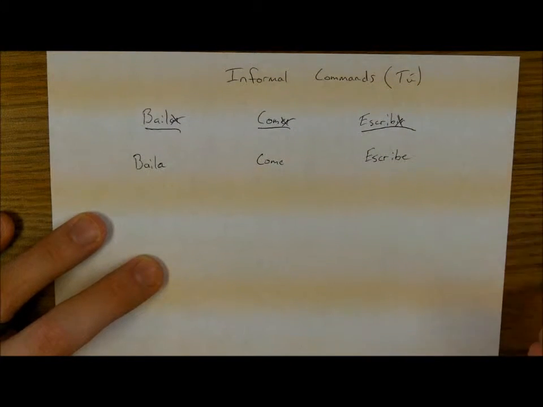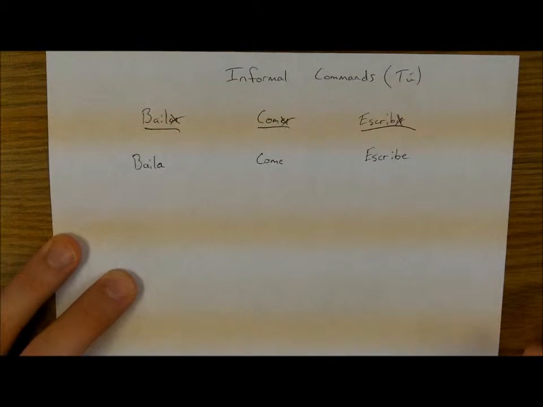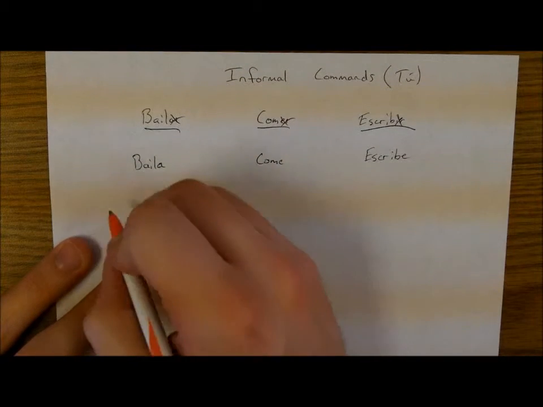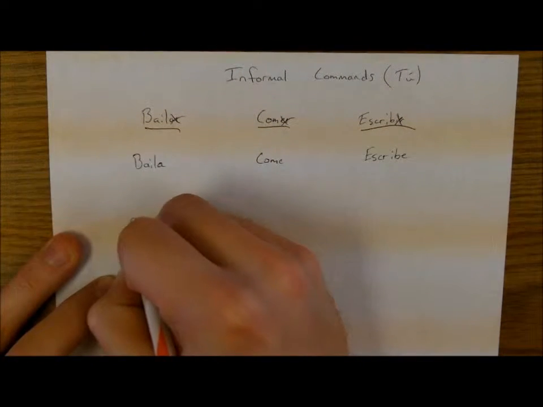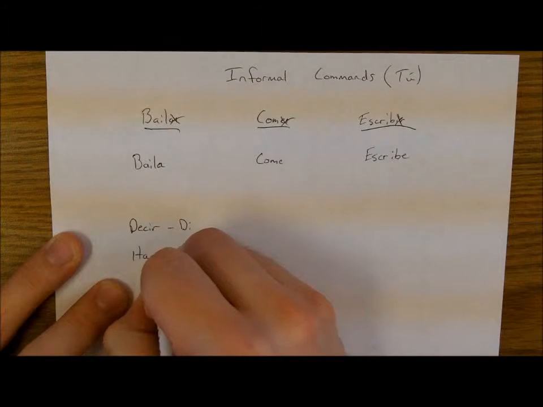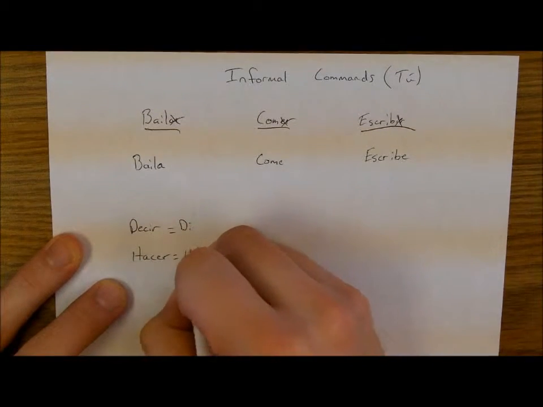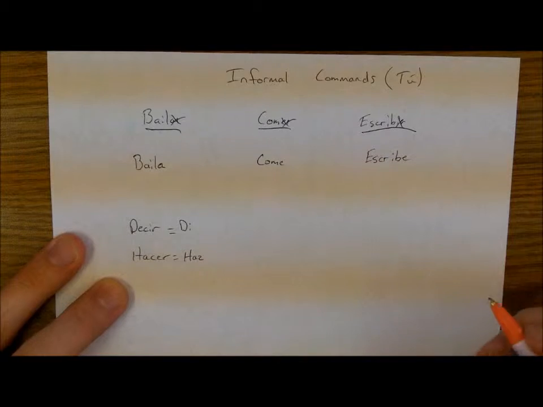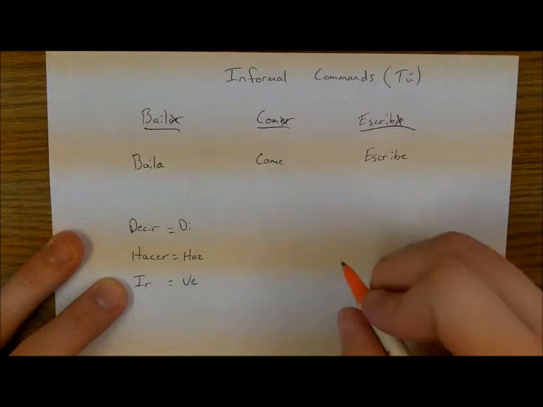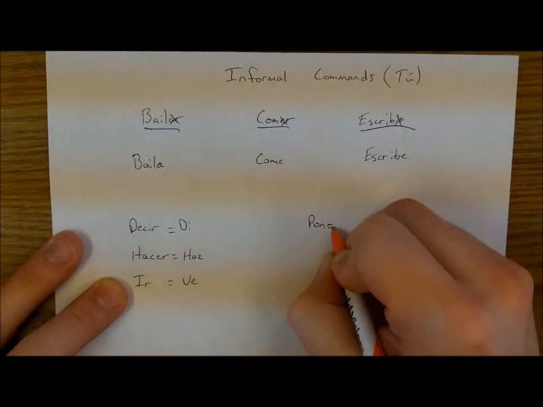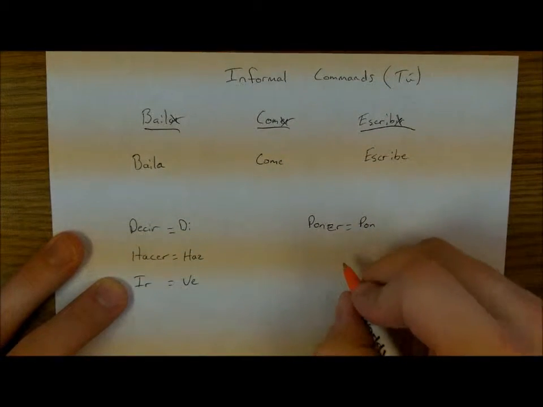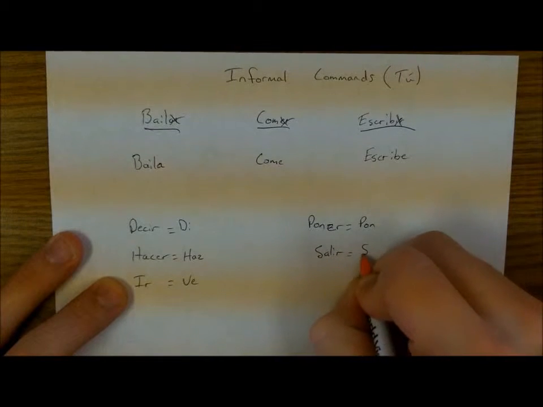Let's move on to some irregulars. We'll get to negative a little bit later because that throws in a little twist. There are 8 irregular commands. First one being decir, which becomes di. Next we have hacer, which becomes haz. Then we get ir, ve. Next we have poner, pon. Next we have salir, sal.